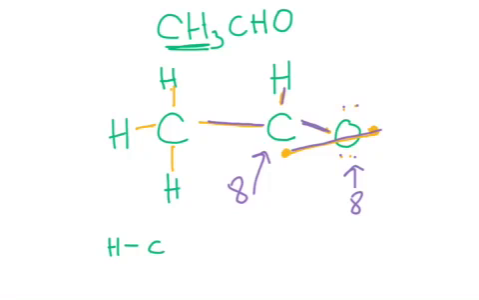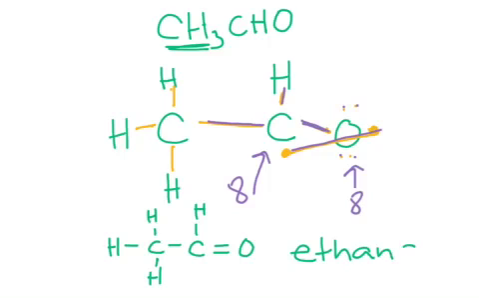H surrounding the carbon, single bond to another carbon, double bond to an oxygen, and then the hydrogen here. And there we have ethanal. And that wraps up some Lewis structures.